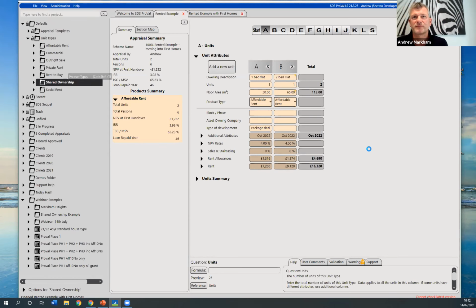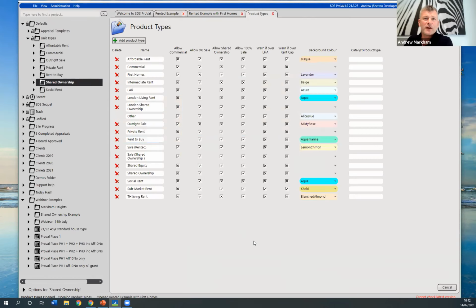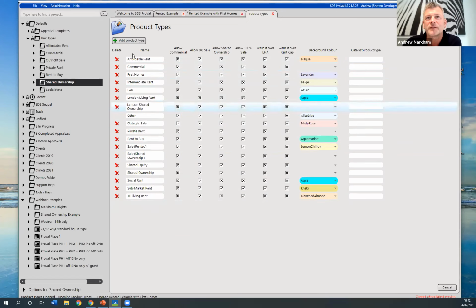He says it's coming. Right, there we go. So just show where you've put it in, Andrew, at the top. Here we go, so we've got First Homes here. We simply add a product at the top right there, and it comes at the bottom. But I've already done it as well, so I'll take that out. And you can see First Homes here.